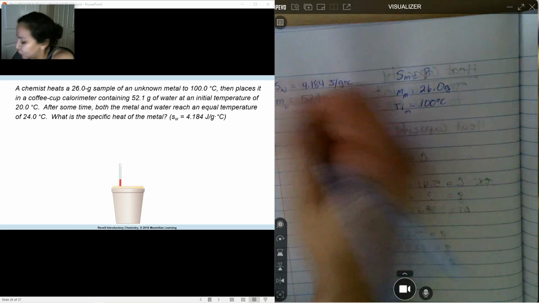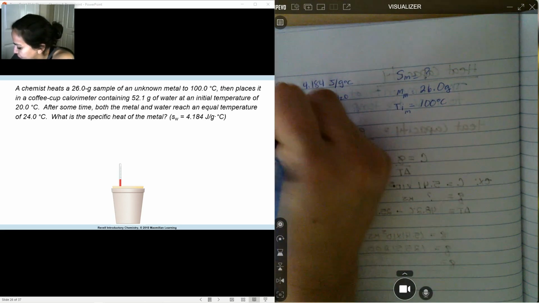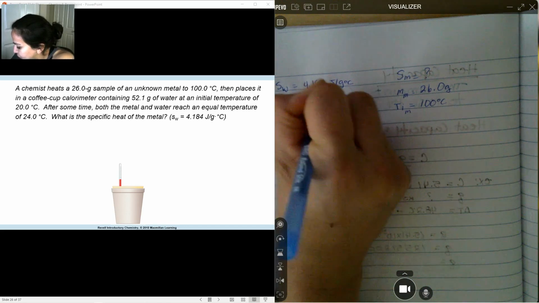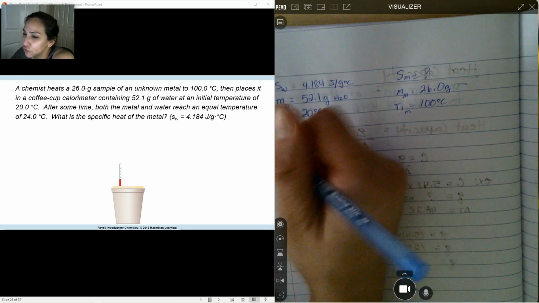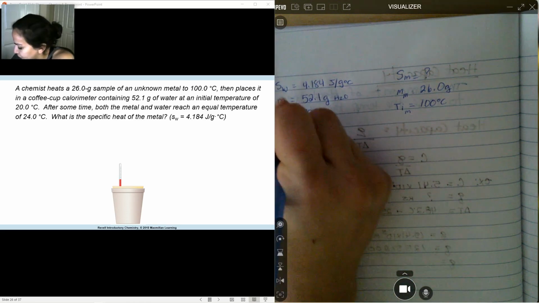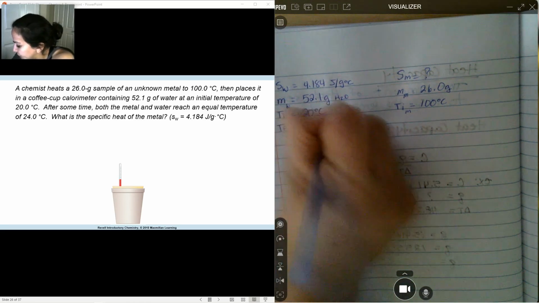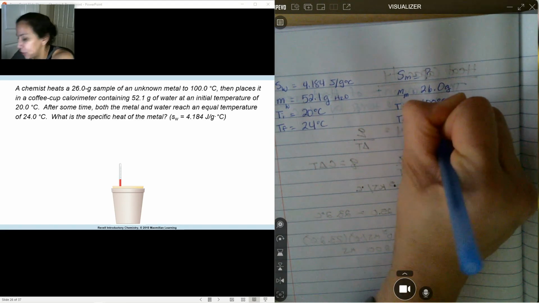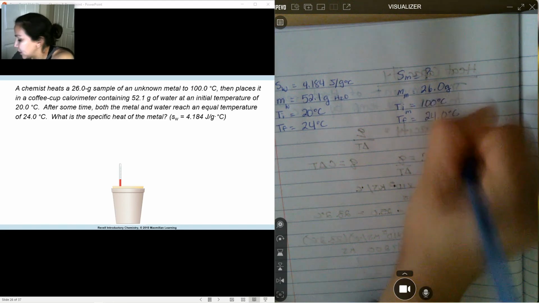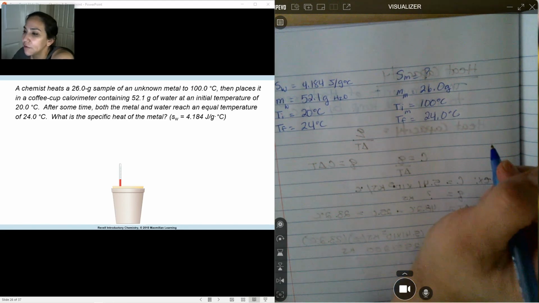At an initial temperature of 20 degrees Celsius. So temperature initial is equal to 20 degrees Celsius. After some time, both the metal and water reach an equal temperature of 24 degrees Celsius. So temperature final is equal to 24 degrees Celsius. And that's going to be the same for both because it's an equal temperature. Okay. What is the specific heat of the metal?